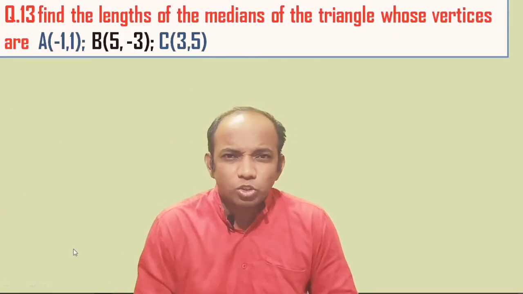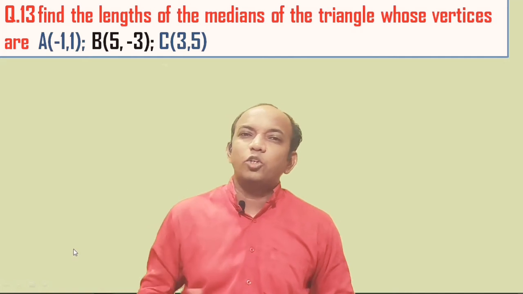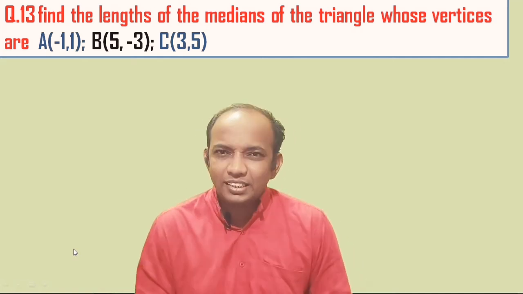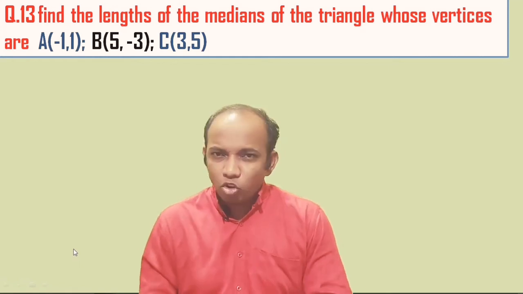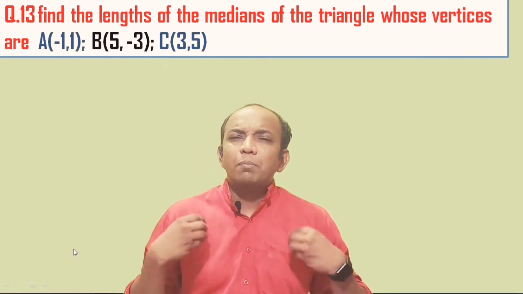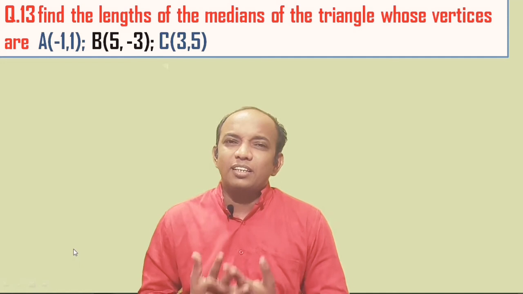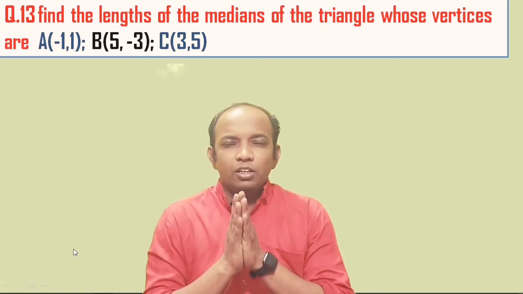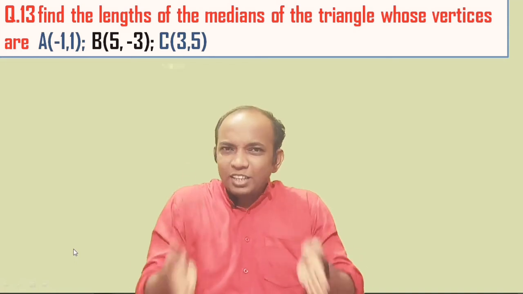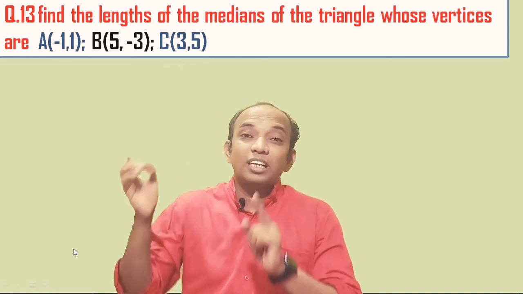Students, this is the 13th question on the board. The question says that I need to find the length of all medians in the triangle ABC. The vertices are given with their coordinates. Very first, what is the meaning of median? Median is a segment that joins a vertex to the midpoint of the opposite side. So we need to find the length of that segment by using distance formula.